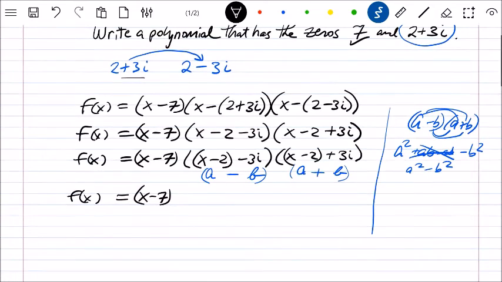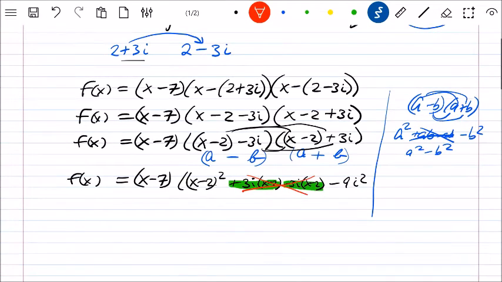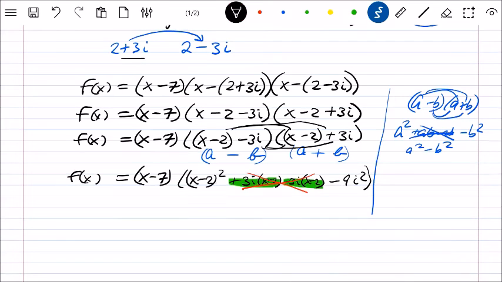So I'm going to do x minus 2 times x minus 2. So x minus 2 times x minus 2 is x minus 2 squared. I'm going to do plus 3i times x minus 2. And I'm going to do this one, which is minus 3i times x minus 2. And then I'm going to have minus 9i squared. Notice that this is plus 3i times x minus 2 and minus 3i times x minus 2. So all of that just cancels out. Right? Oh, I forgot to put the big results here.